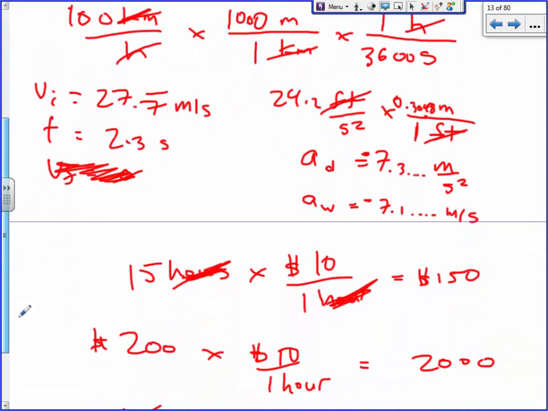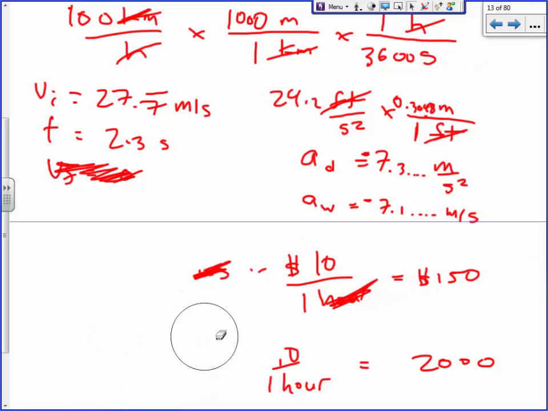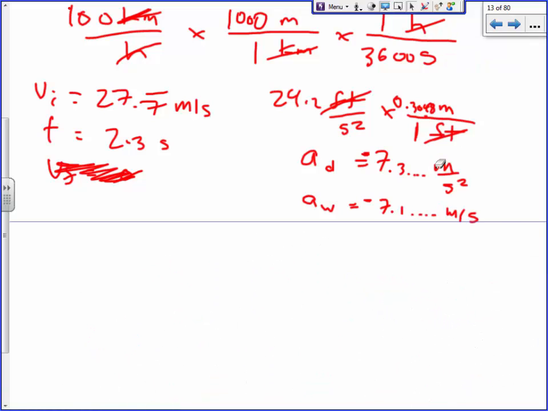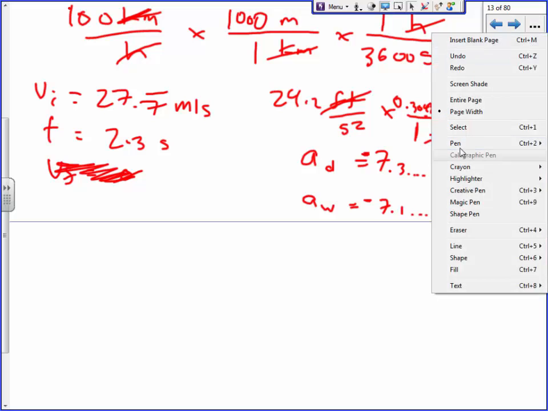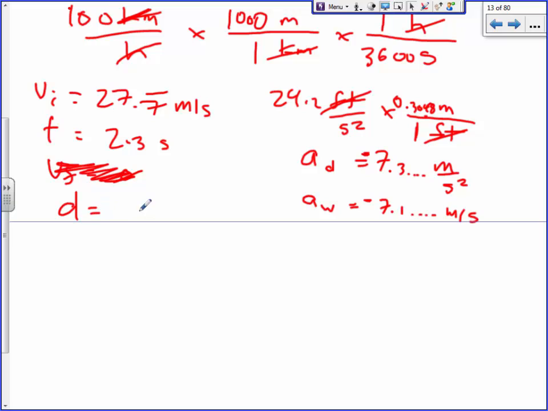Okay, let's try some math now. We got to do this twice. Once I have to run the numbers with the wet acceleration. Once I have to run the numbers with the dry acceleration. Because I'm looking for the distance it takes. So I need a formula that has a velocity initial, a time, a distance, and an acceleration. So that's d equals v_i t plus 1/2 a t squared.